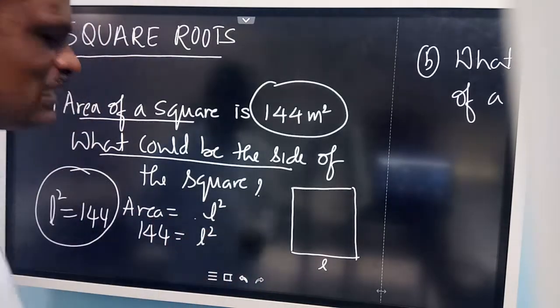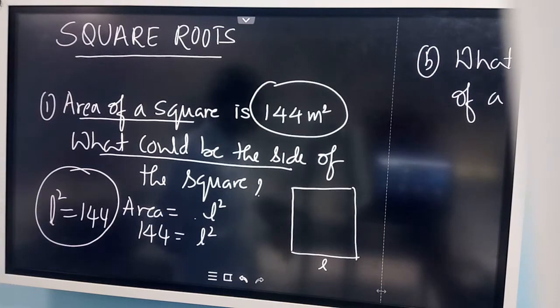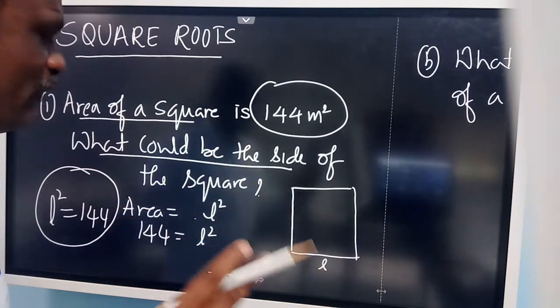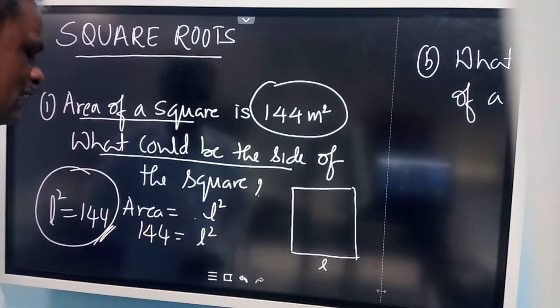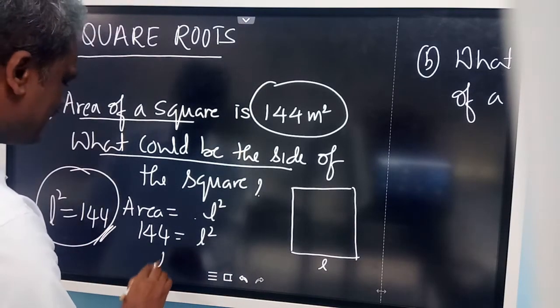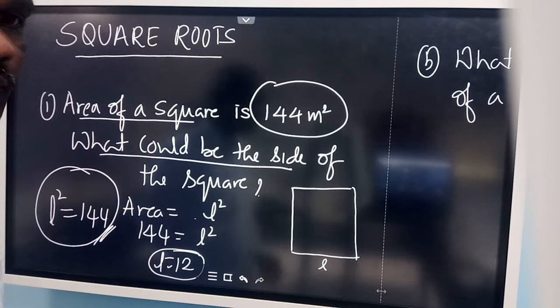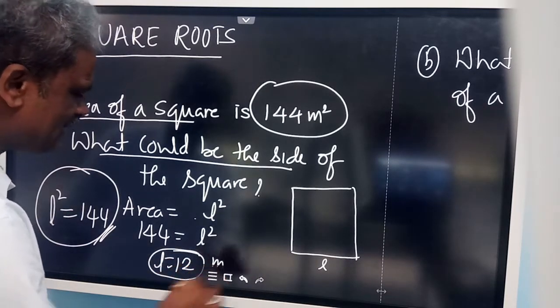So it is L into L, side into side. Which number should be multiplied 2 times, having equal factors, so that you will get 144? That means L is equal to 12. So 12 is the square root of 144. We call this 12 meters as the answer.